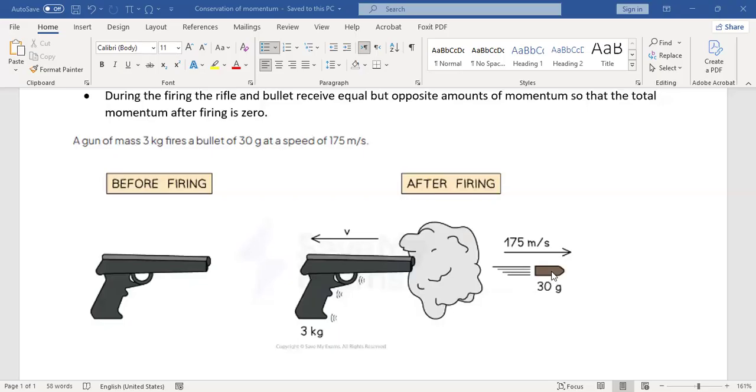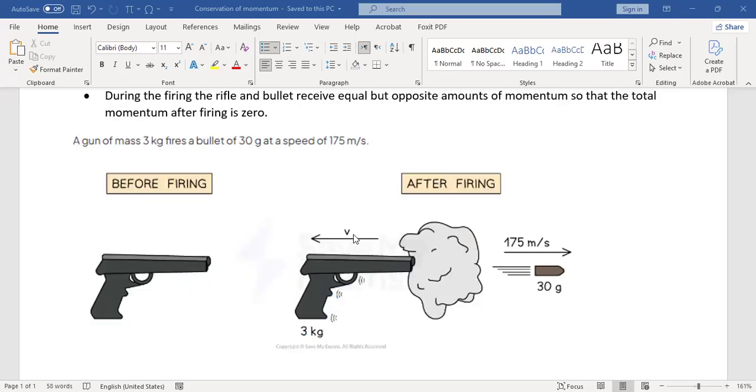The bullet gains a forward momentum. It gains an enormous velocity of 175 meters per second, and its mass is only 30 grams. So this momentum is in the forward direction, and equal and opposite momentum must be gained by the other object from which it is separated, that is the bullet. So the gun has 3 kg mass.